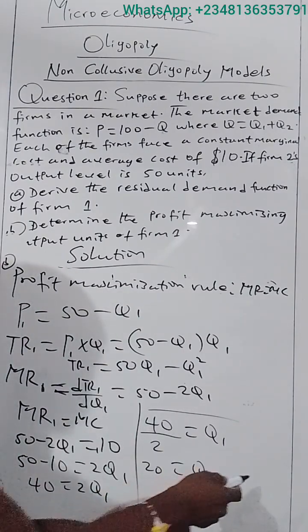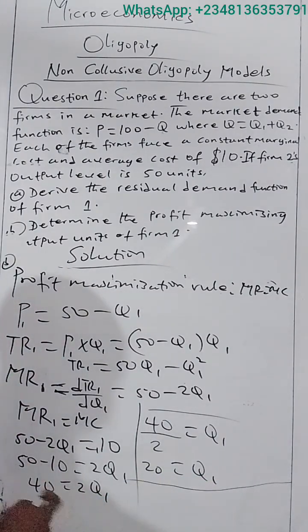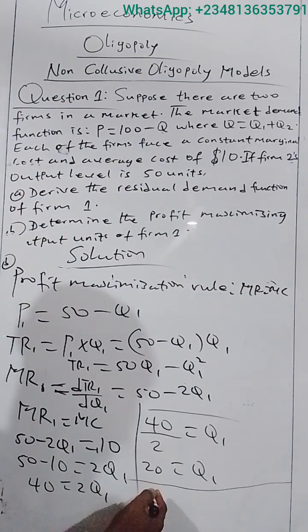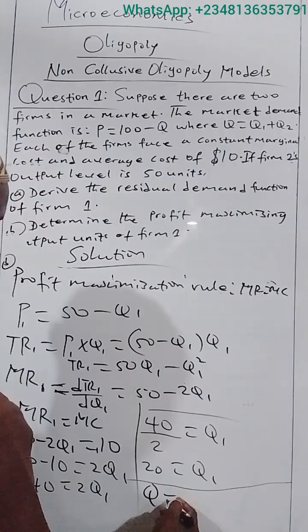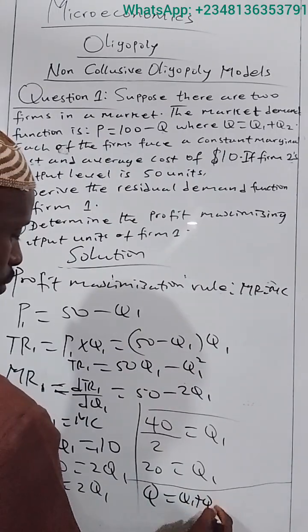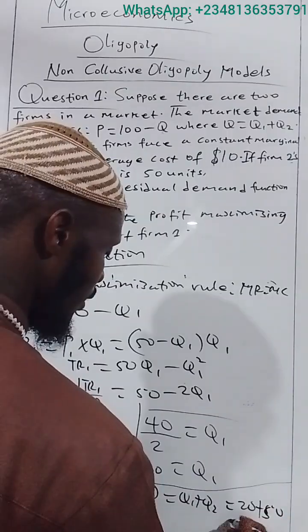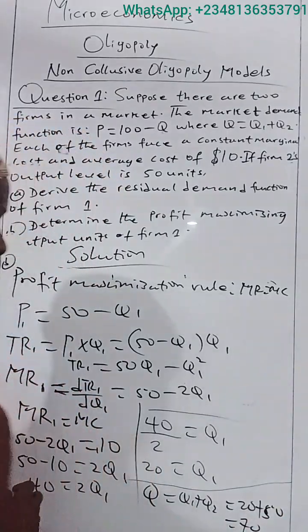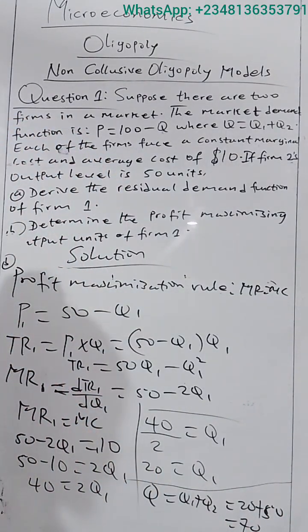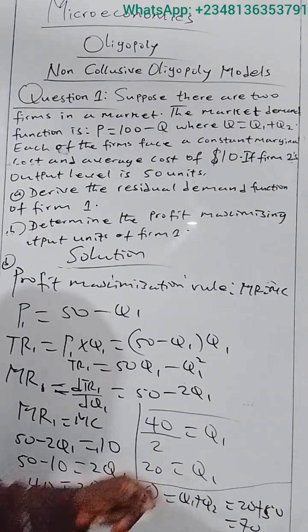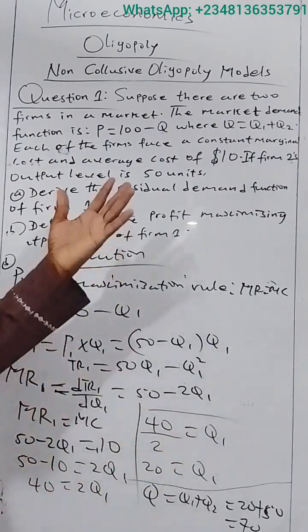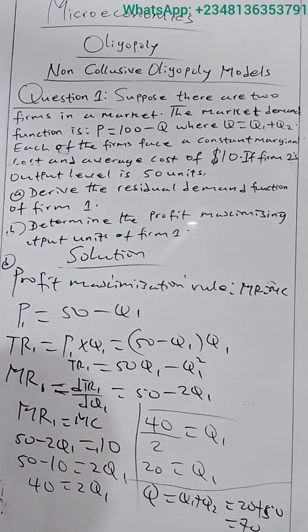So, therefore, the total demand in the market, which is Q, is equal to Q1 plus Q2, which is equal to 20 plus 50, and that is 70. So you can see that while firm 1 fulfills 20 units of the quantity demanded in the market, firm 2 fulfills 50 units of the quantity demanded in the market.